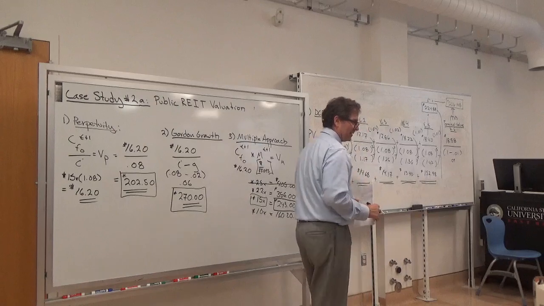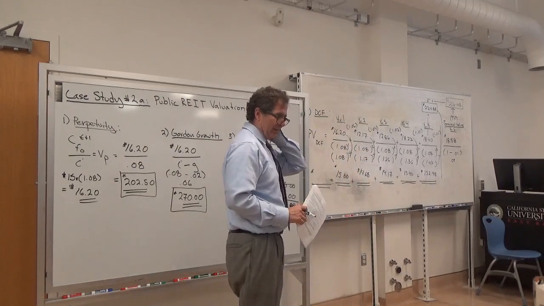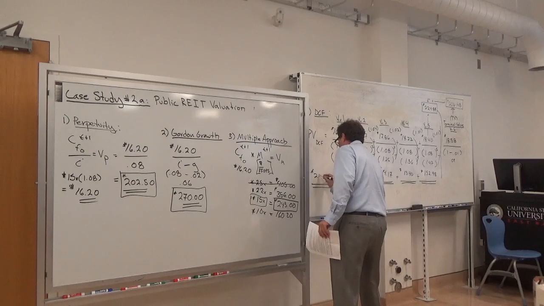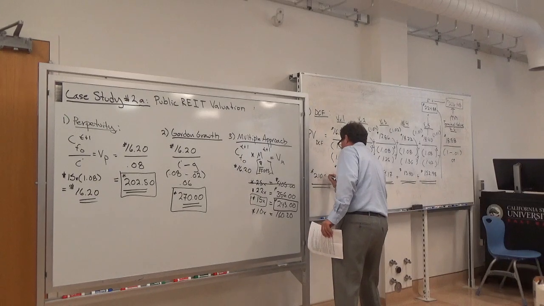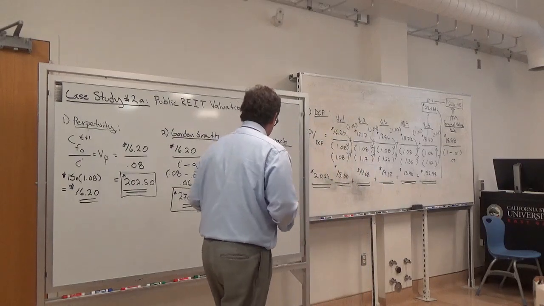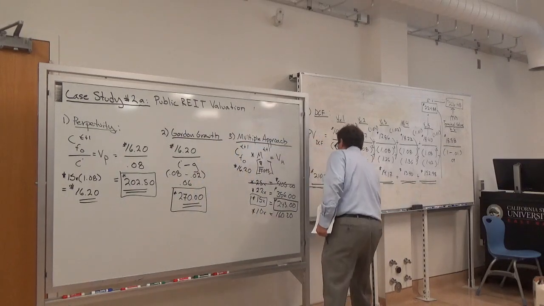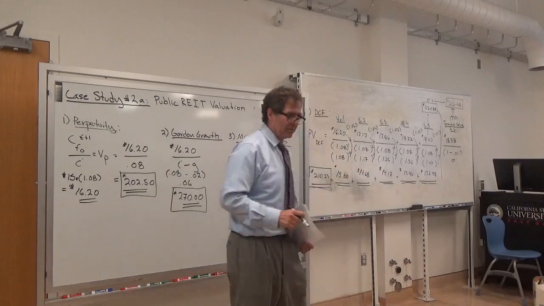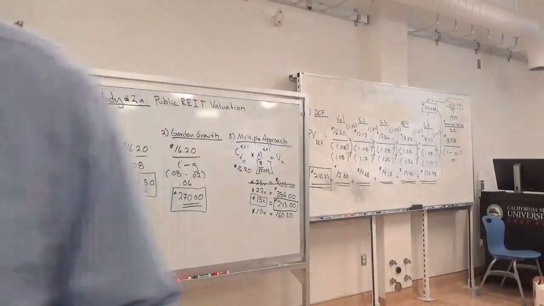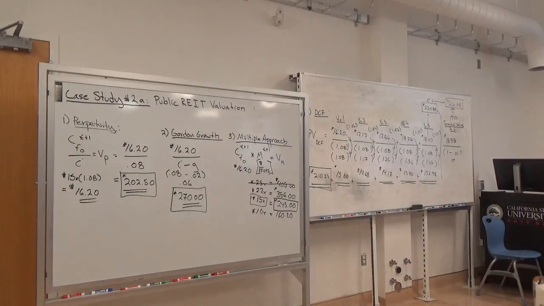Now what do we do? Add them all up. What do you get? It's 210 and 23 cents. 2, 10, and 23. Got it. Are all those pretty close to each other? Yeah, they're pretty close. That's a good sign when you see that kind of convergence.